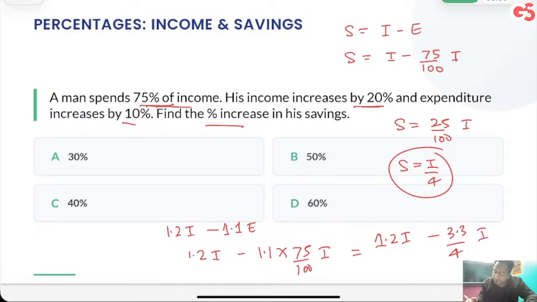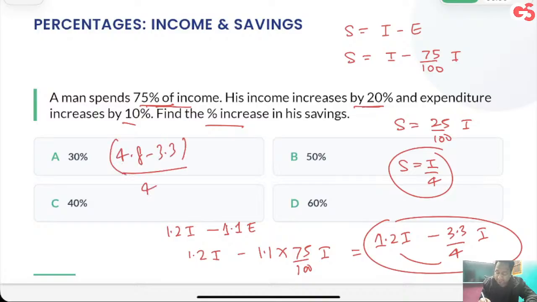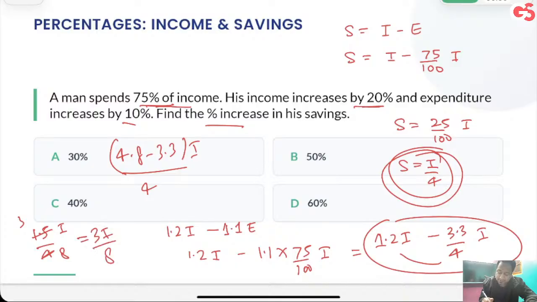So we can solve this real quick. So 4 into 1.2, 4.8 minus 3.3 whole upon 4 times I is what I get. It's nothing but 1.5 times I upon 4. If I solve it further, 0.5 will cancel 3 times, and 8 times. 3I/8 is what we get. So earlier the savings were I/4. Now the savings are 3I/8. So what is the increase in his savings? 3I/8, that is the new saving. Earlier was I/4.